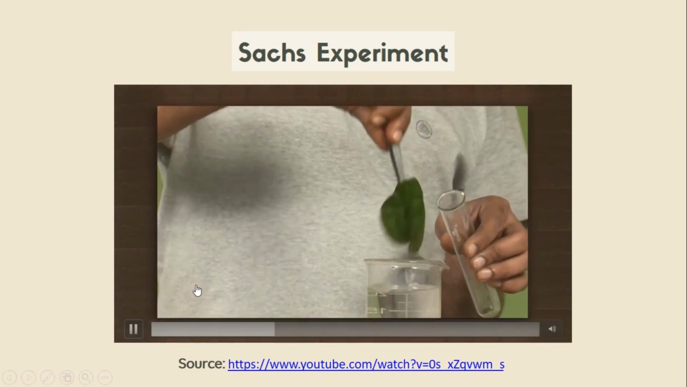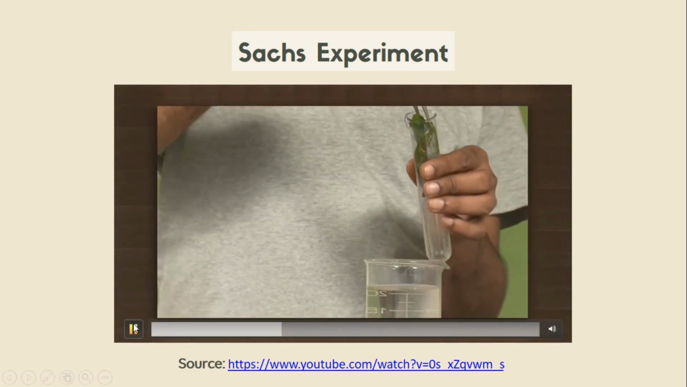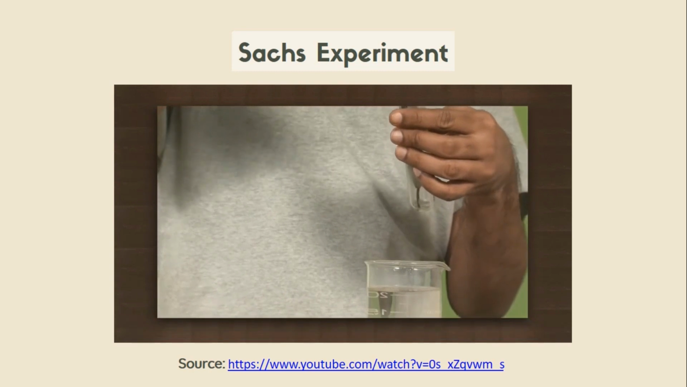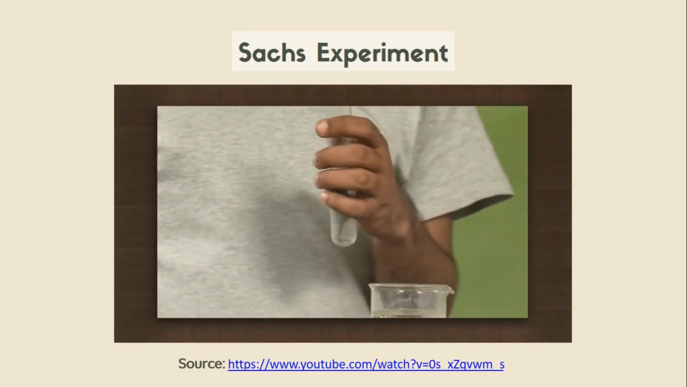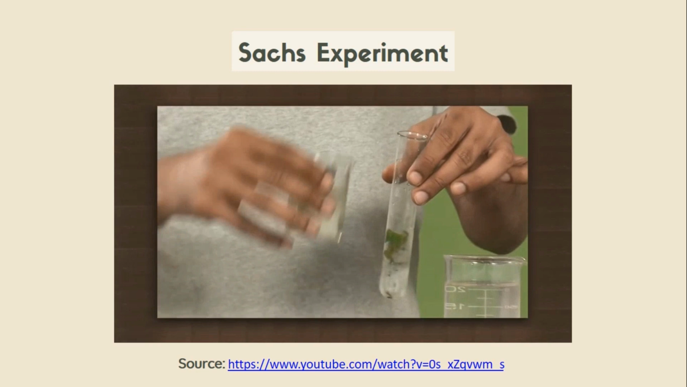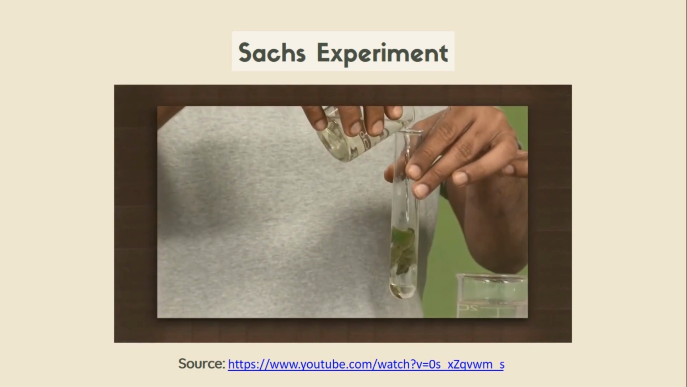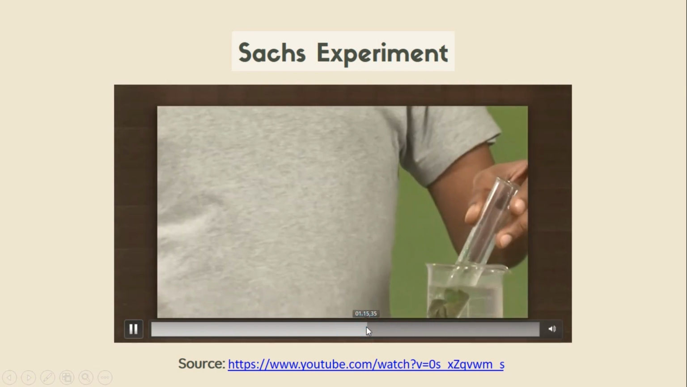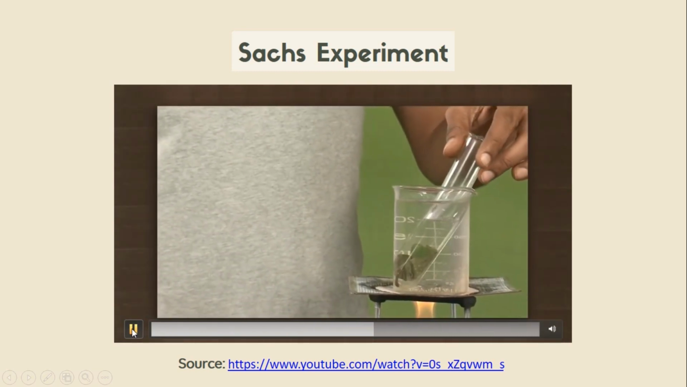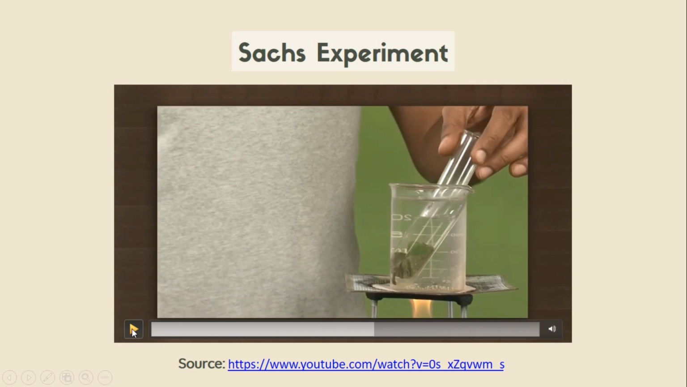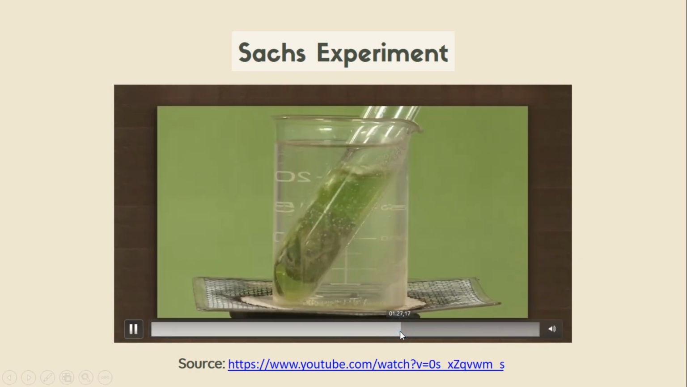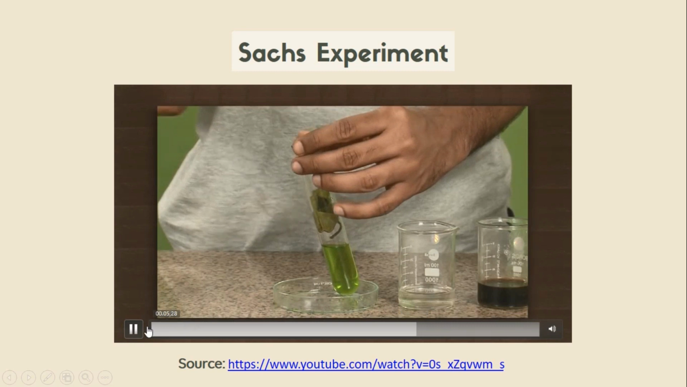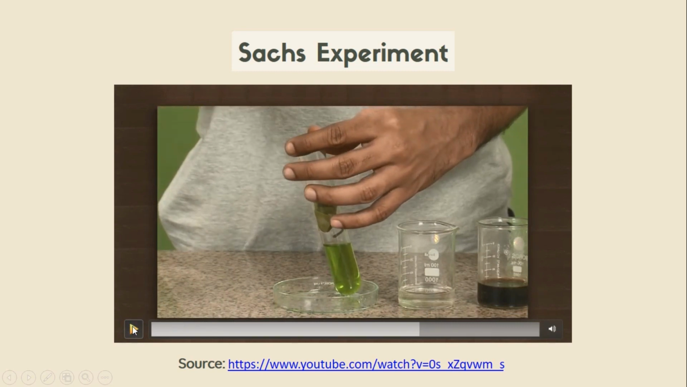After the leaf withered, then we have to remove the chlorophyll from the leaf. And to do that, we have to boil the leaf in alcohol using a test tube. But since alcohol is flammable, we have to boil the test tube inside of a beaker filled with water. Why? Because in that way, we can prevent the alcohol from having direct contact with the flames.